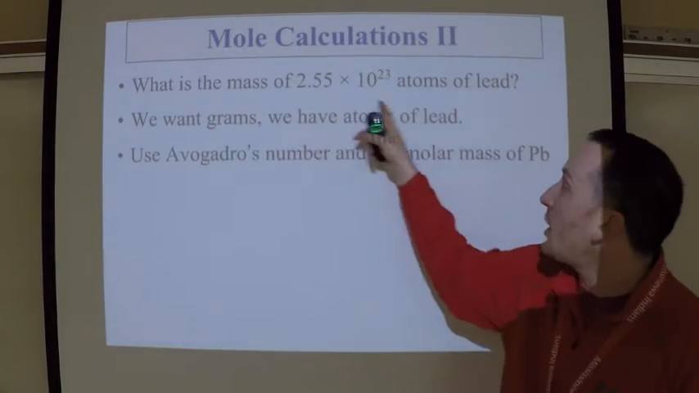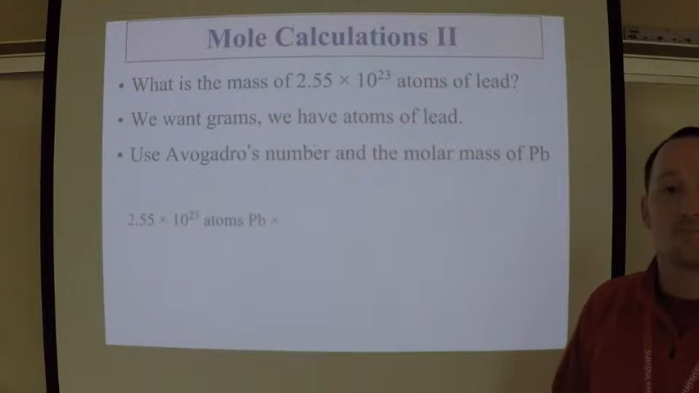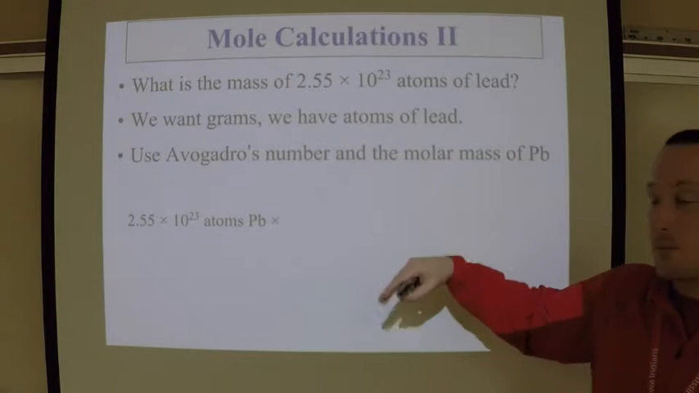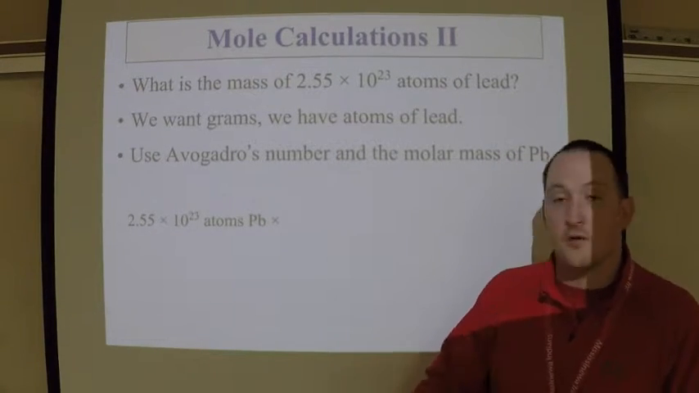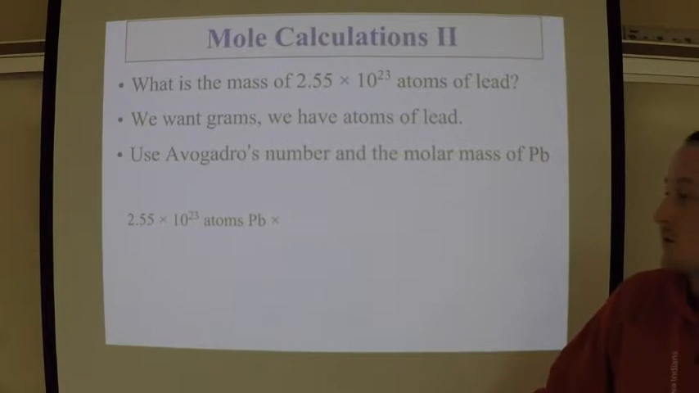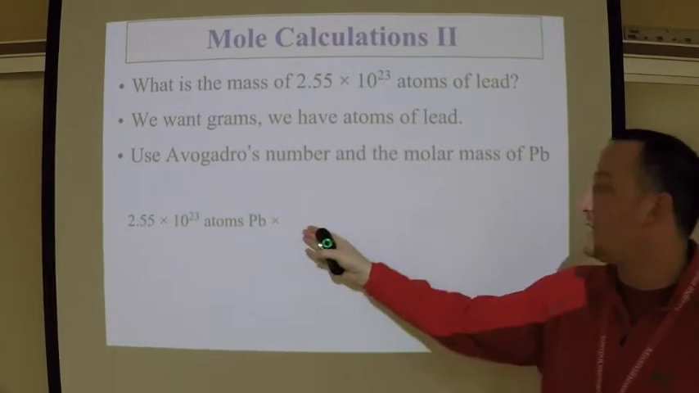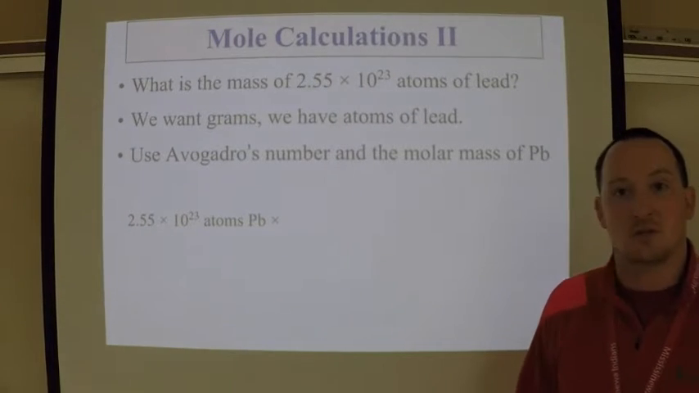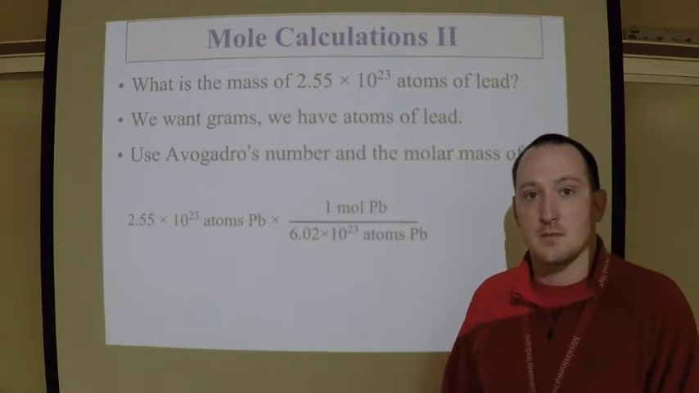I start out with the unit I'm given, 2.55 times 10 to the 23rd atoms. I write that down. Then I think about, on my mole map, in between particles and moles, I have to use the conversion factor of 1 mole equals 6.02 times 10 to the 23rd particles, or atoms. Because this unit is in atoms, I need to put my atoms unit on the bottom, which would be my 6.02 times 10 to the 23rd. So I put that on the bottom, and I put 1 mole on top.